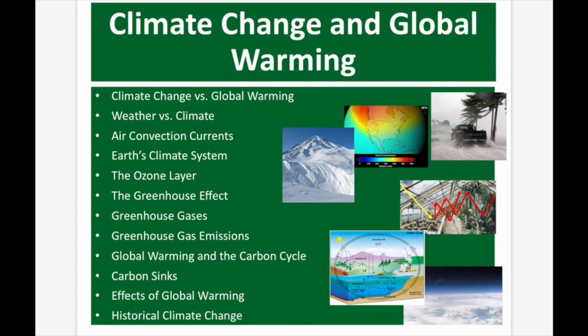Climate change and global warming. In this lesson, we're talking about climate change versus global warming. What's the difference between the two? Weather versus climate, air convection currents, Earth's climate system, the ozone layer, the greenhouse effect, greenhouse gases, greenhouse gas emissions, global warming and the carbon cycle, carbon sinks, the effects of global warming, and then historic climate change.